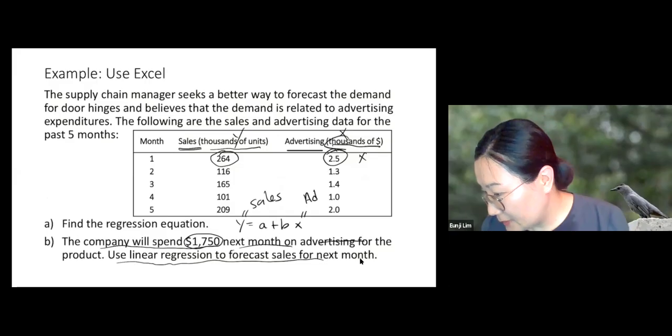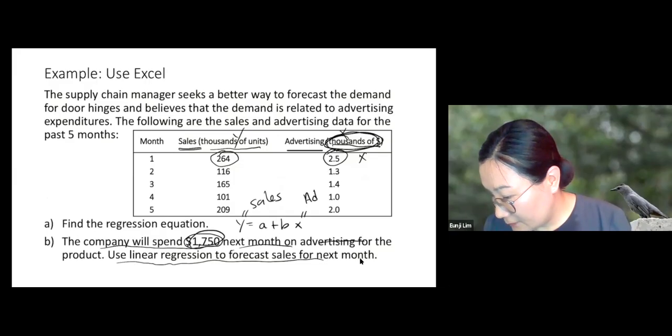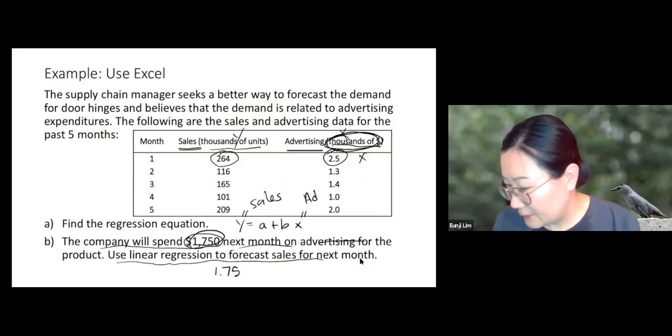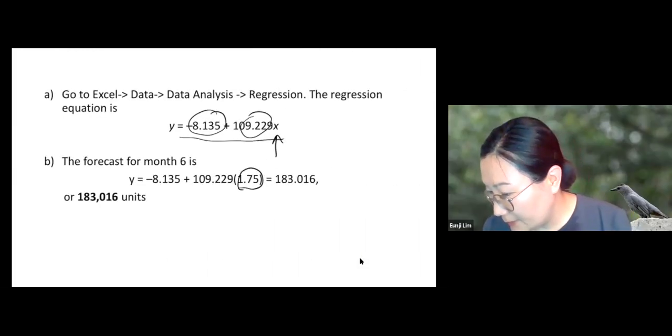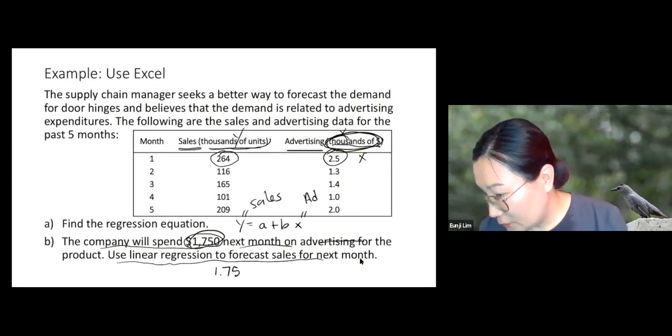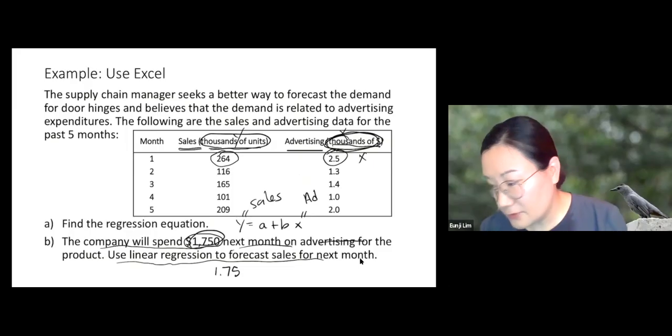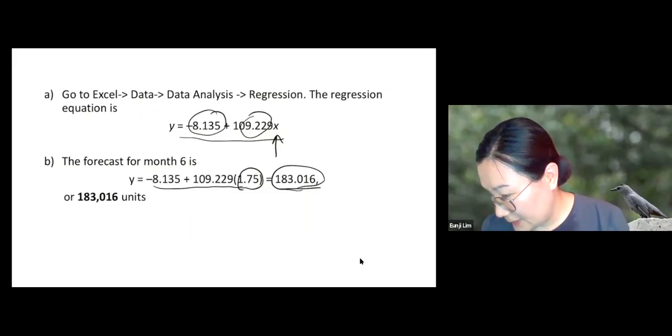So should we just plug it into X? Remember, X is expressed in terms in thousands of dollars. So the X value will actually be 1.75. Okay? So we need to plug in 1.75 and then compute this equation. You get 183.016. How can we interpret this? Again, Y is also expressed in terms of thousands of units. So you can interpret this as 183.016 thousand units.